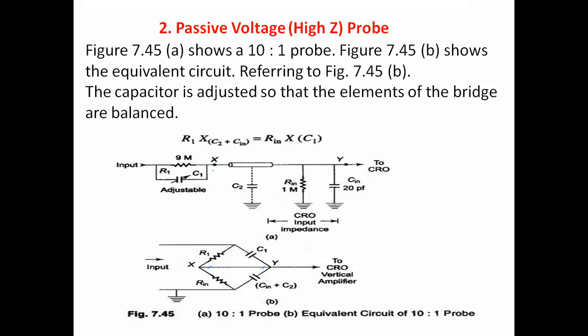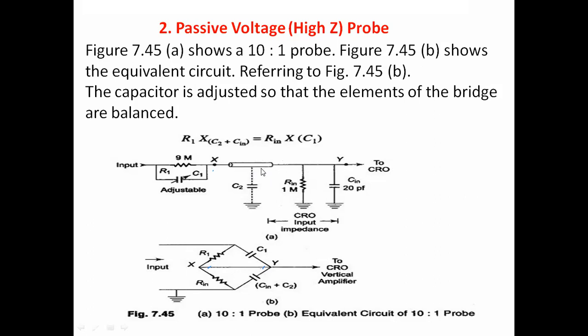The advantage is that if there are any common mode signals, those common mode signals should be rejected. So the common mode rejection ratio should be high, and the common mode signals should be eliminated. Because of that, we get high input impedance and the capacitance effect is reduced. So this is the representation of this high impedance probe.